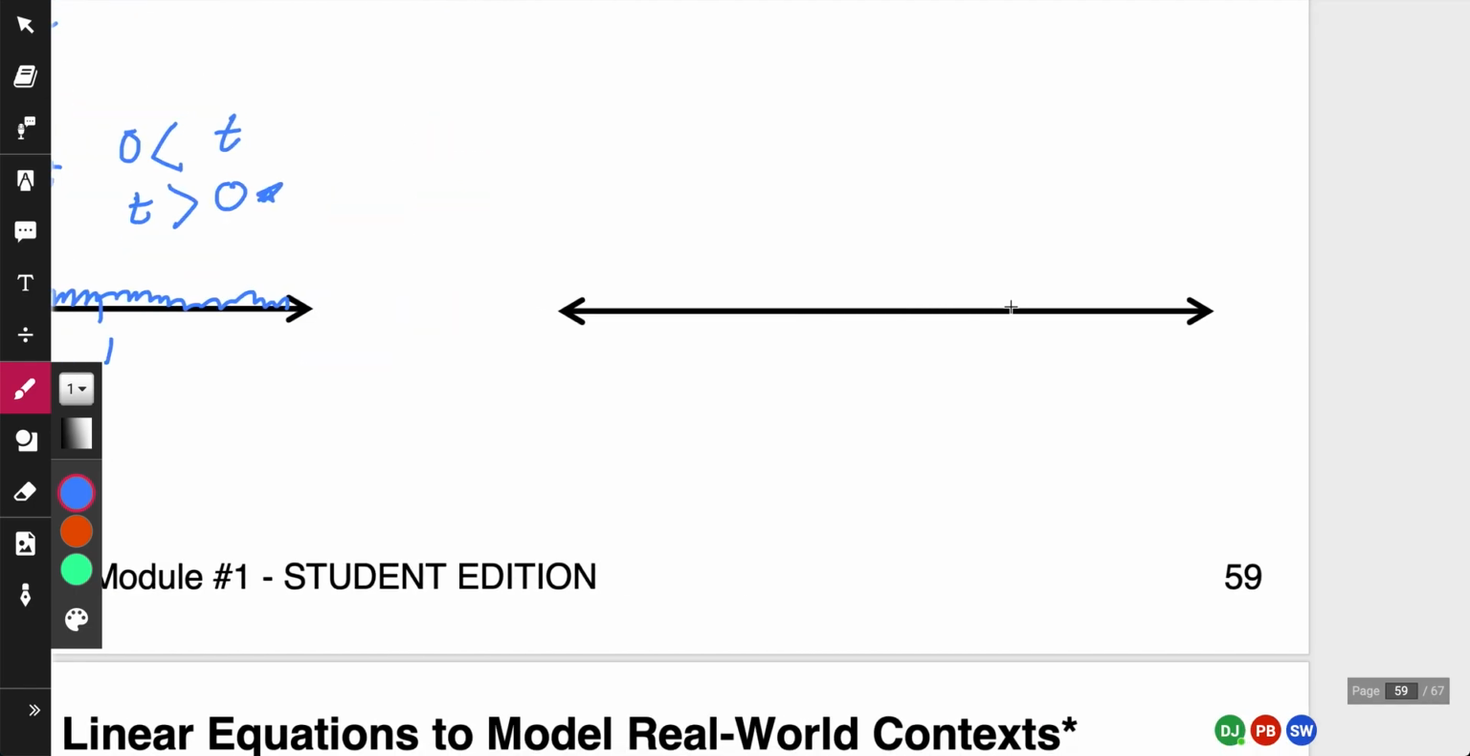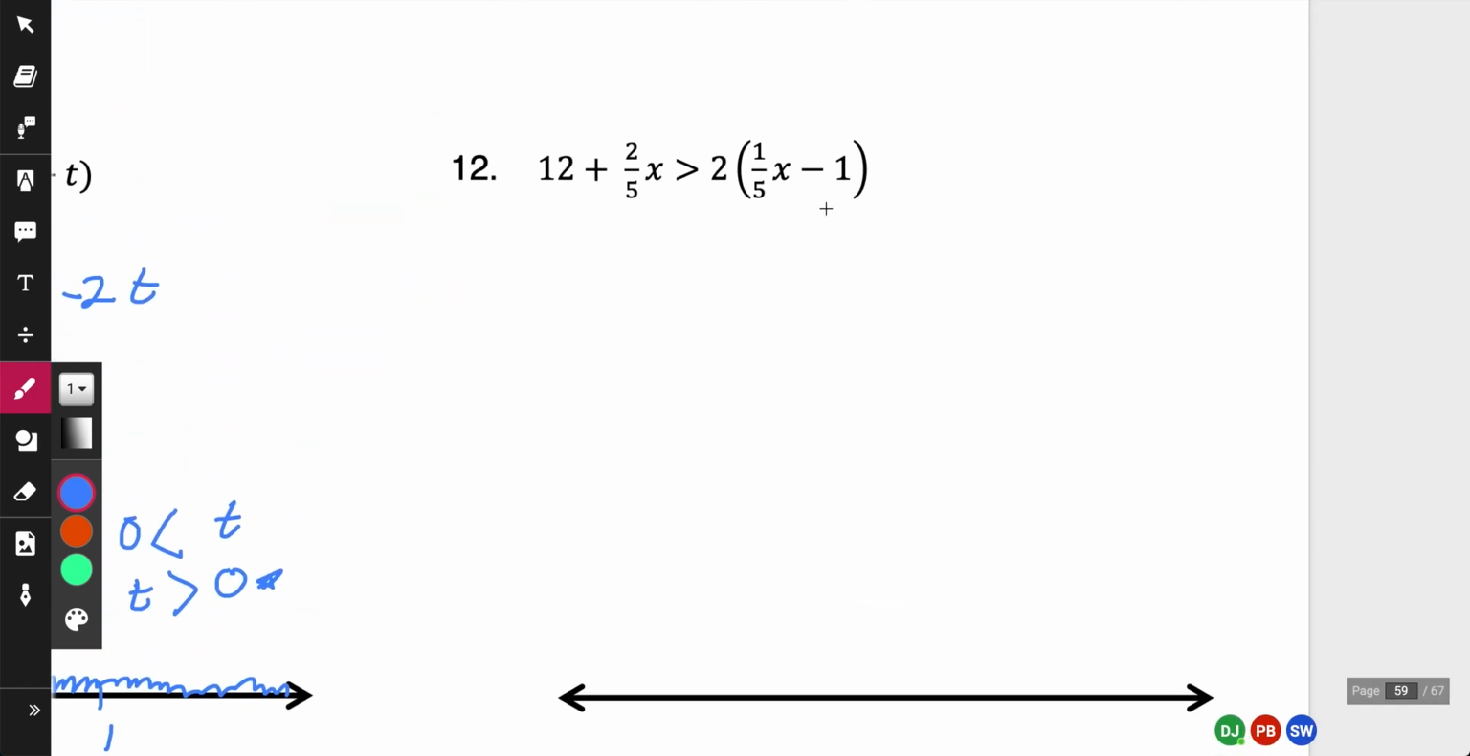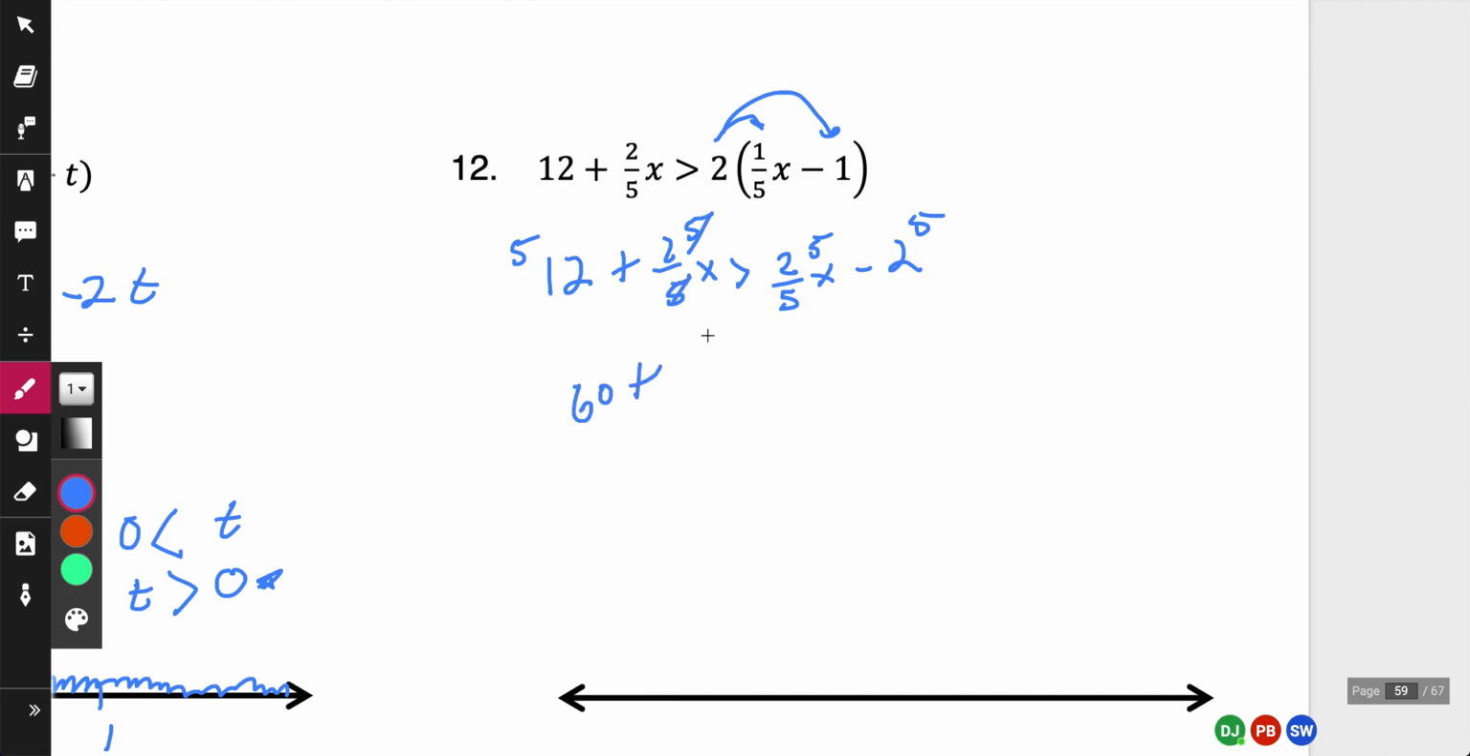All right, guys, last one. So first off, I have a lot of things. I'm going to start by distributing this 2. It's a little tricky. So it's going to be 12 plus 2/5 x is greater than, now 2 times 1/5 is just 2/5, x minus 2. I would then multiply everything by 5 to do my fraction buster. This would give me 60 plus. These 5's cancel to get 2x is greater than. These 5's cancel to give me 2x less than 10. Then I'm going to minus 2x on both sides to have 60 is greater than negative 10.